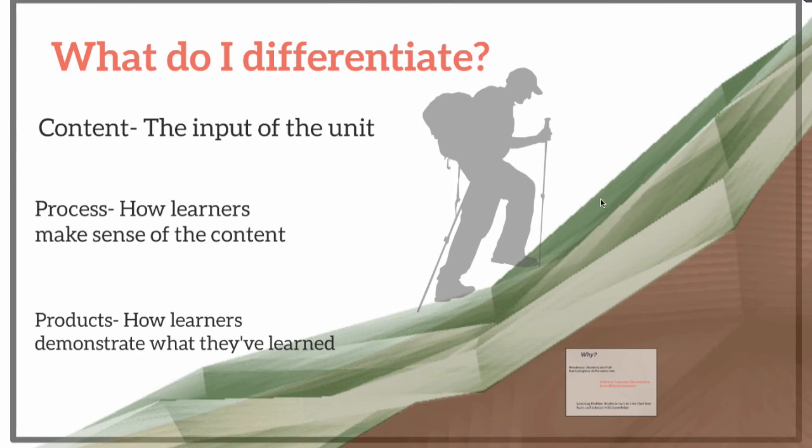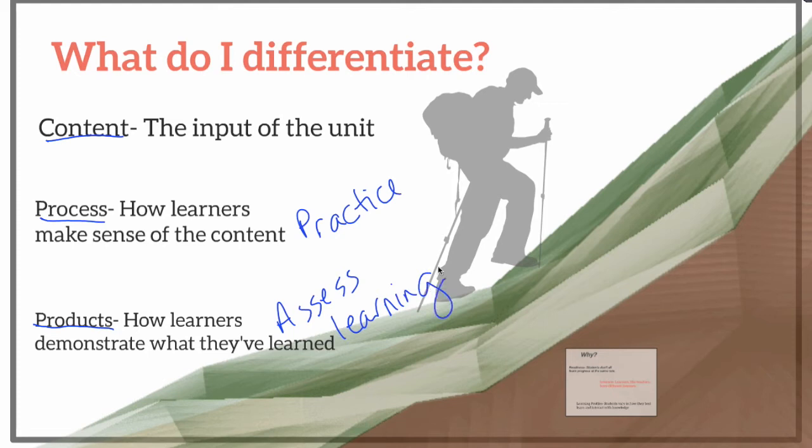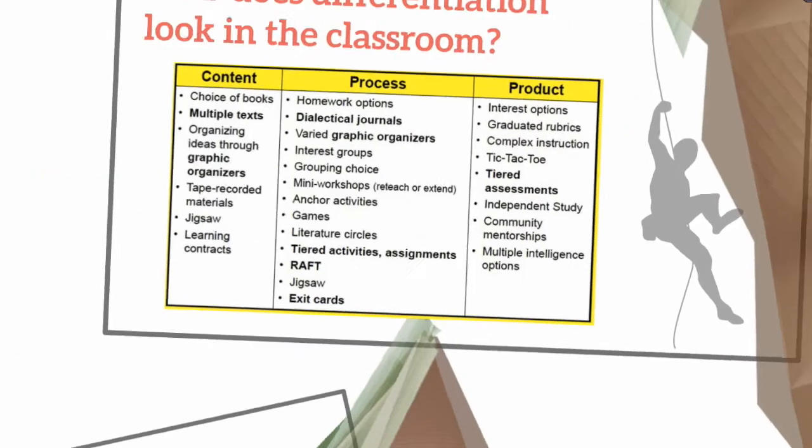So what exactly do I differentiate? Well, you can differentiate the content and how it's delivered. You can differentiate how the kids process the content and make sense of it. So this is kind of their practice. And then their products. This could be whenever you assess their learning. Having different products that the kids can use to demonstrate what they've learned. So it can be the material that the students learn, how they process through that material, and then what do they use to show you that they learned it.